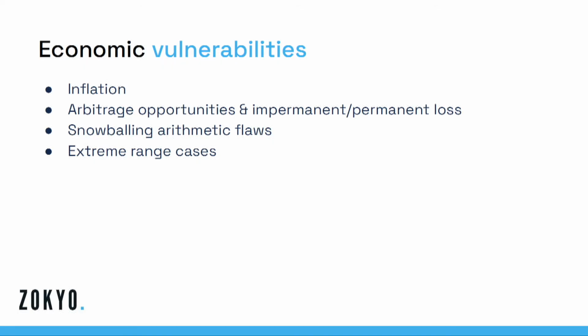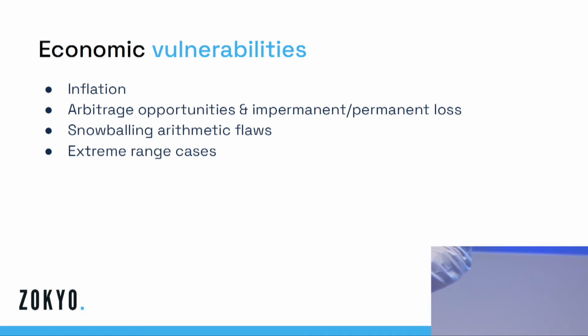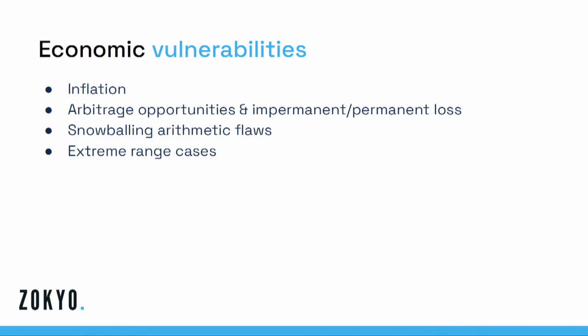Other issues are around snowballing arithmetic flaws. Usually it's due to rounding, so if you cut off a few digits after your arithmetic operation, you might think it's actually all right. But over a long period of time, and we've seen this in our tests, this could cause a really huge deviation from the expected results. And we always test for the extreme range cases.